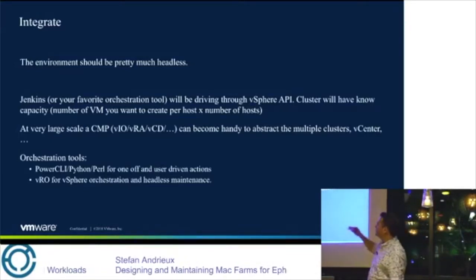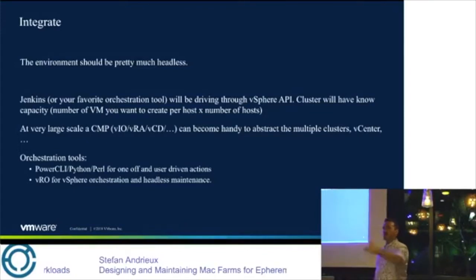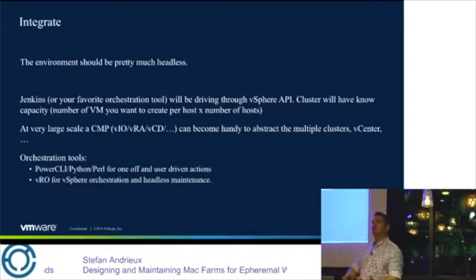The advantage of a CMP is that it is going to abstract that part completely. You say, okay, give me a machine, and the CMP is going to take care of provisioning that machine wherever it has the space, and whatever quality of machine you ask. Give me a testing machine, give me a build machine, the CMP is going to take care of that.